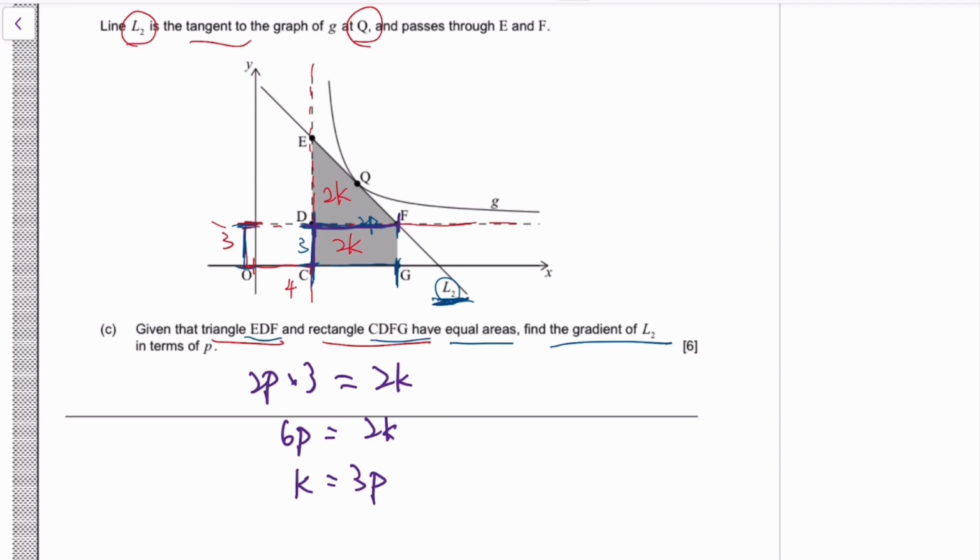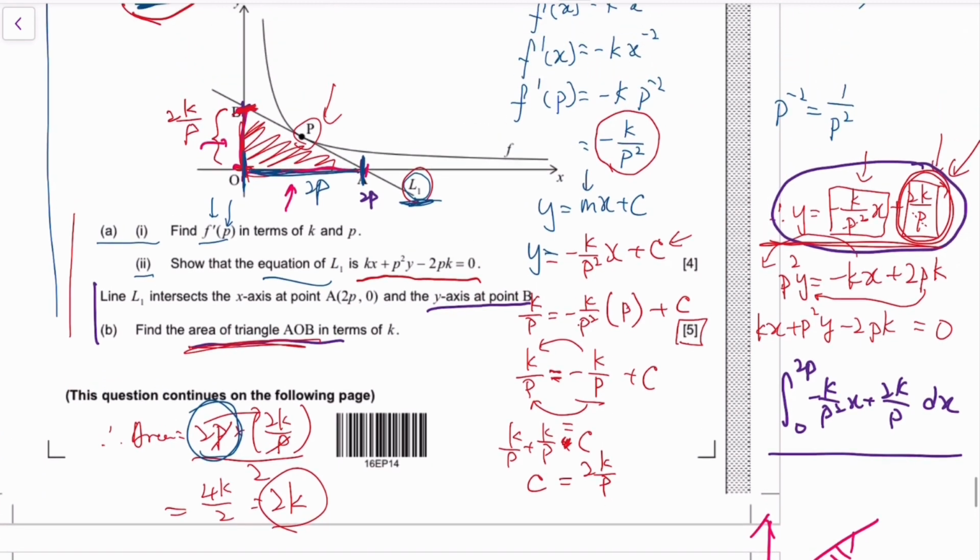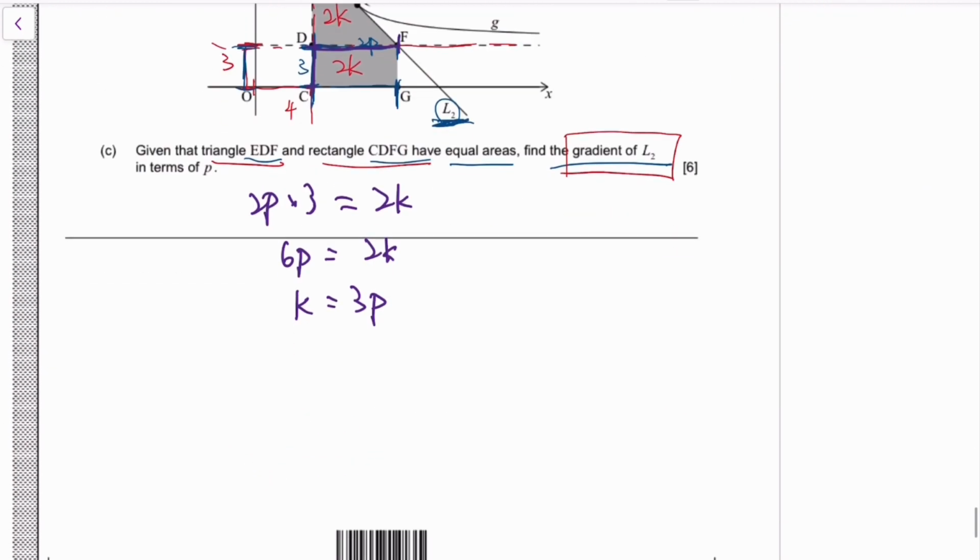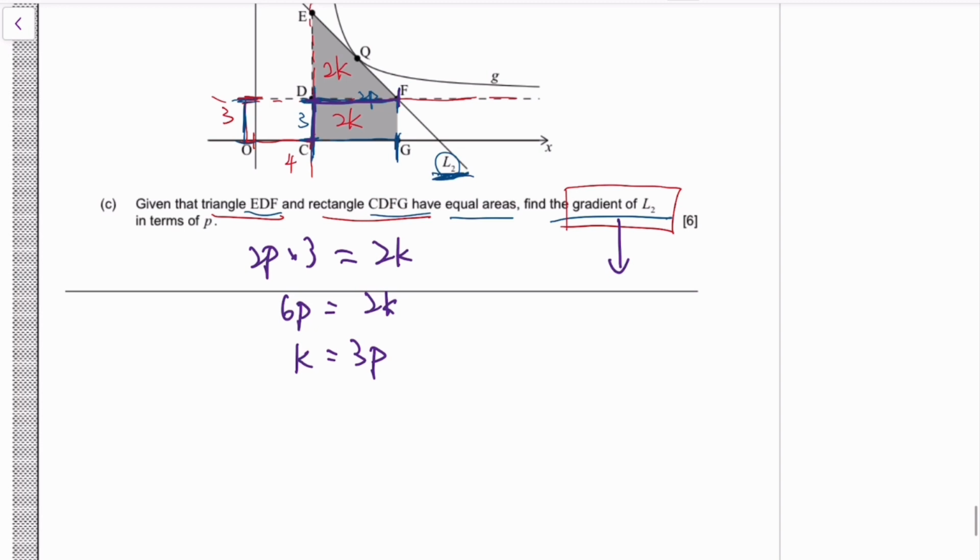How is that related to the gradient of L2? Well, the answer is L2 is actually L1, and L1 has a gradient of negative K over p squared. Remember mx plus c, the m is the gradient. And of course, that's also the answer to part (a)(i), which is the derivative at p, which of course also means gradient. So the gradient of L2 from previous is actually negative K over p squared.